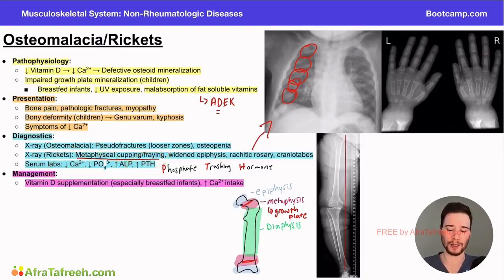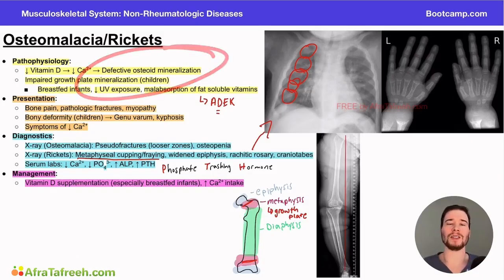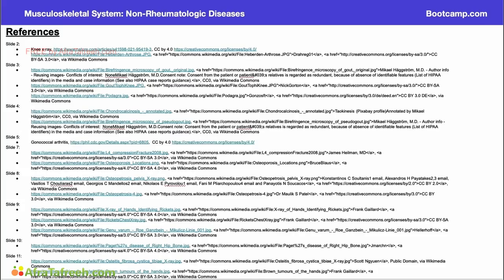Management options are going to be fairly limited for these patients, but we're really going to try to help build the bone and supplement the best that we can with vitamin D and increase the calcium intake, because these are the things that are deficient in these patients. The reason they get osteomalacia and rickets is because they have the deficiencies. If we help and we catch it early and we're able to supplement these things, we can potentially help alleviate some of their symptoms in the long run.